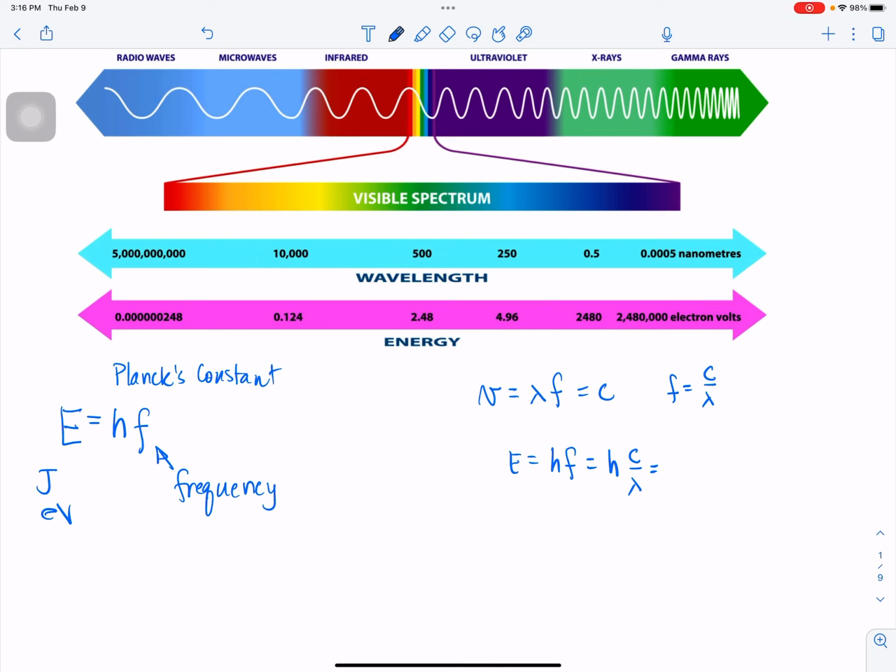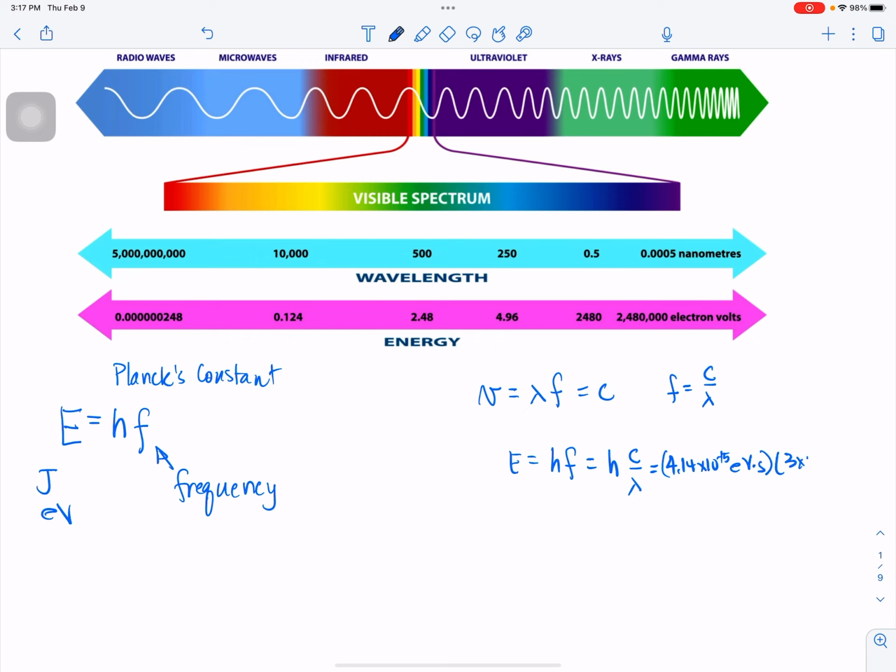All right, got the formula sheet. So we're just going to plug in the values of everything in order to calculate. So Planck's constant is 6.63 times 10 to the minus 34 joule seconds. Actually, let's do it in electron volts, since that's what our equation is in. So Planck's constant is 4.14 times 10 to the minus 15 electron volt seconds.